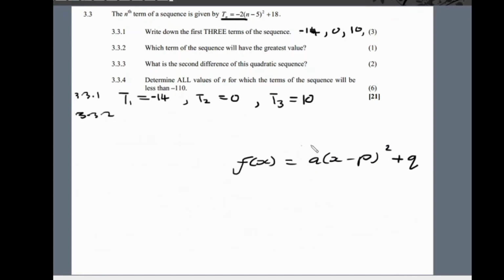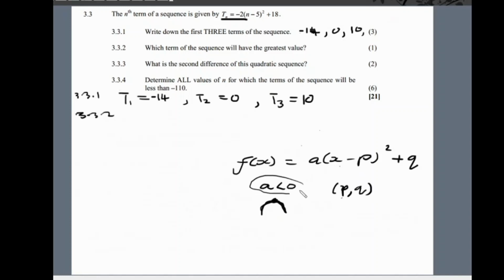So it's a quadratic function, and because the value of a is negative, the shape tells us that it has a maximum point at the turning point, right? And our coordinates where the turning point is, we know it's (p, q), right? So this function will have a maximum value at the turning point, right?